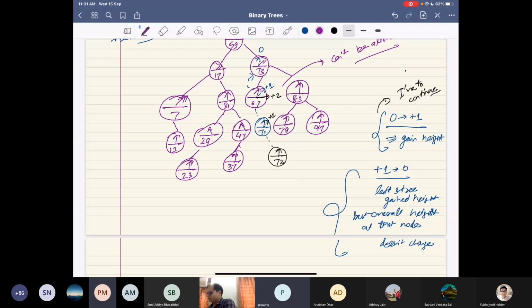Sir, can we replace 67 by 71 and then the left child of 71 will be 67, to maintain height? Oh, okay. Yeah, you're thinking well. But let's study formally. So we are in a case where at a node I am finding a balance factor of +2 or -2.